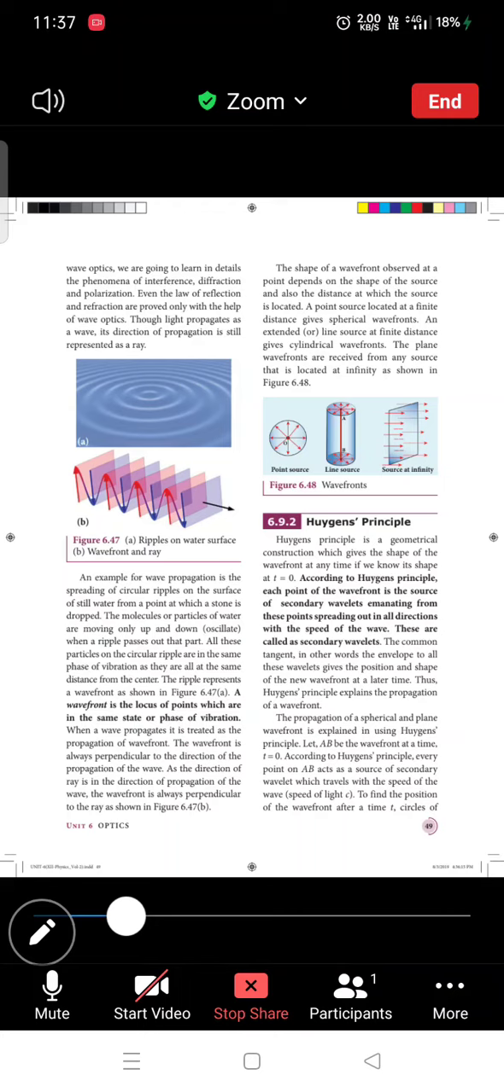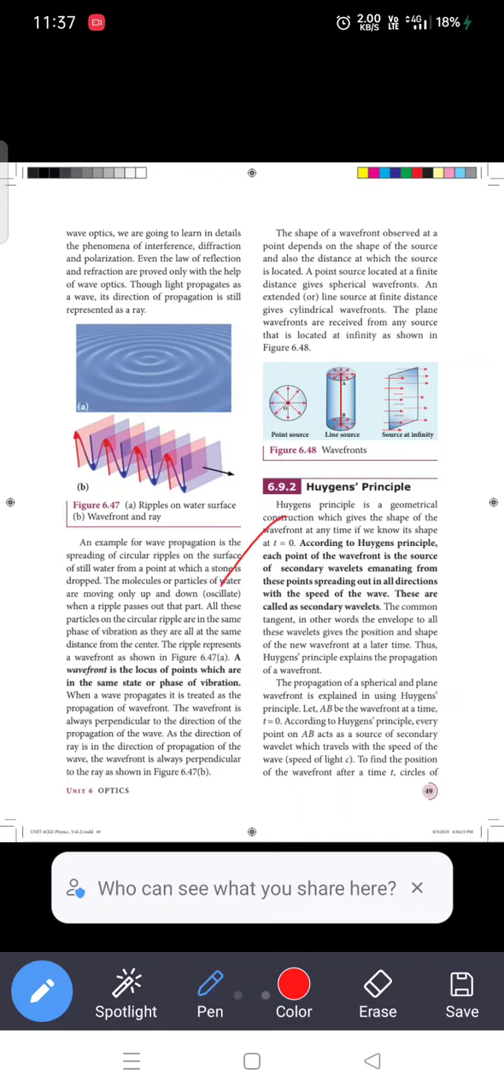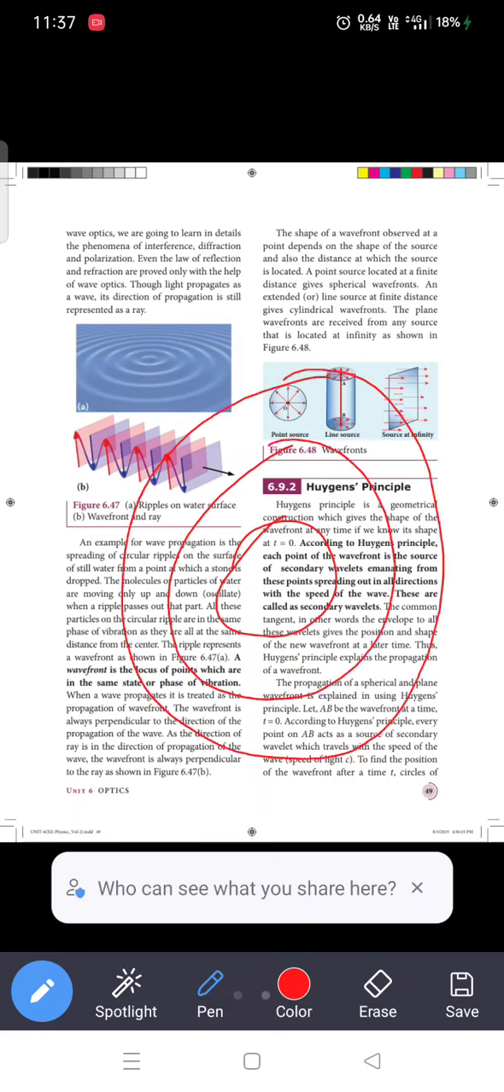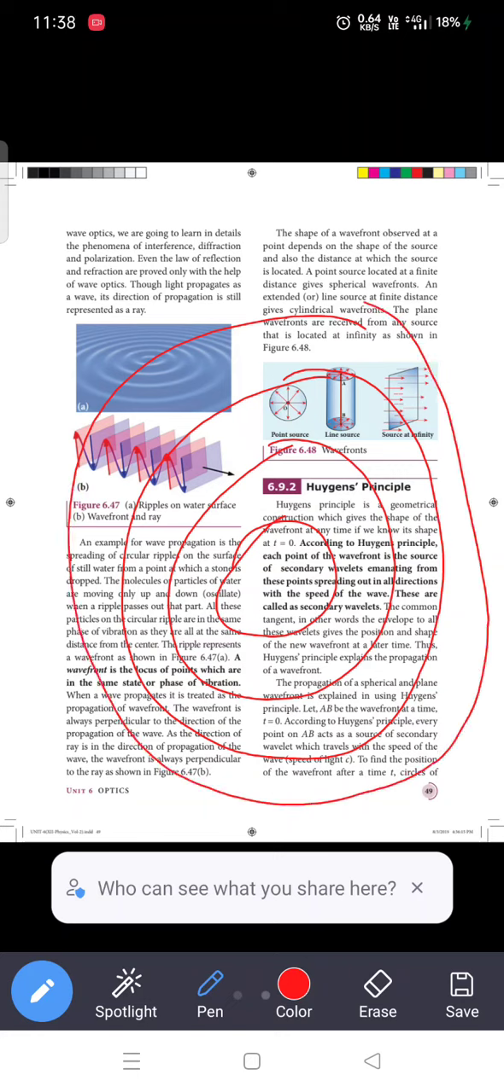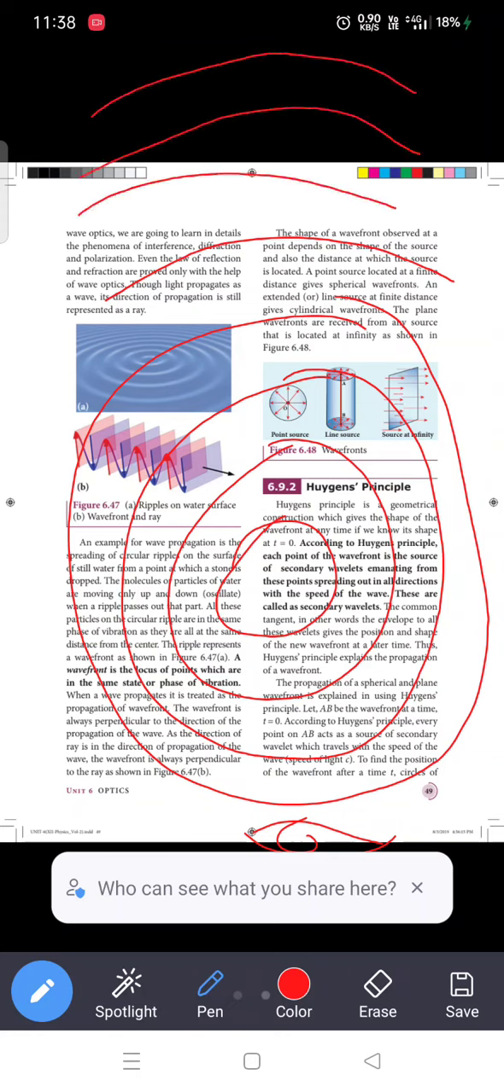So this circle will have the same distance. When I drop this stone, the circle continues to form with the same distance. For example, if I'm seeing from this place, this is your eye, I can see only the edge at the last. I cannot see the circular motion, so the wave front will be very small.